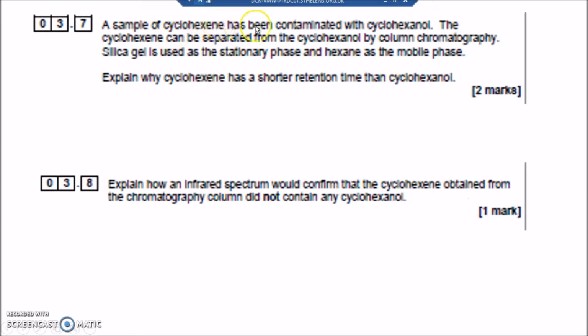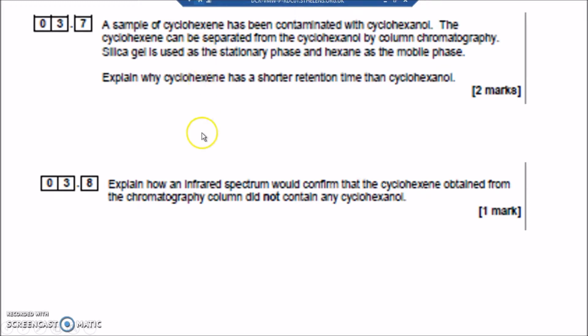A sample of cyclohexene had been contaminated with cyclohexanol. The cyclohexene can be separated from cyclohexanol by column chromatography. Silica gel is used as the stationary phase and hexane as the mobile phase. So silica gel will stay in place, and any polar molecules will adhere to that, will be retained by that and stick to it essentially.